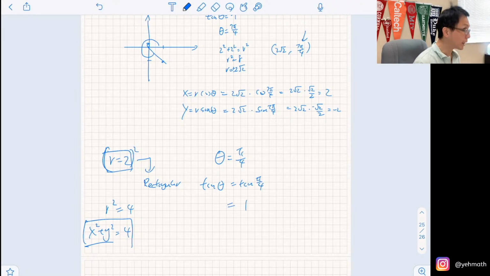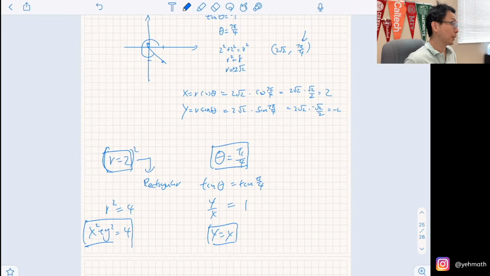And that's equal to 1. Does that make sense? And tangent, you can convert to rectangular. That's just y over x. So y equals x. That was the equation. So even though this is polar, it doesn't look like a polar.